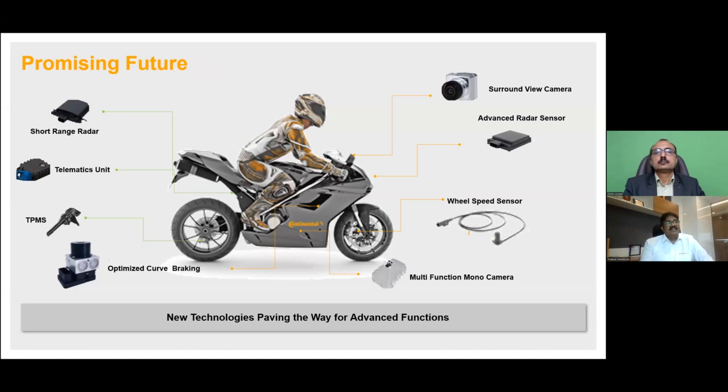For that, what you see here is the radar sensor, which will be part of the system in future, and also the surround view camera. You can also see the short range radar to detect certain objects which are necessary. And also the TPMS, the tire pressure monitoring system, can be introduced for different scenarios as safety functions. And this ABS, you will see more and more what sort of functions can be introduced, which I will also cover in my presentation.